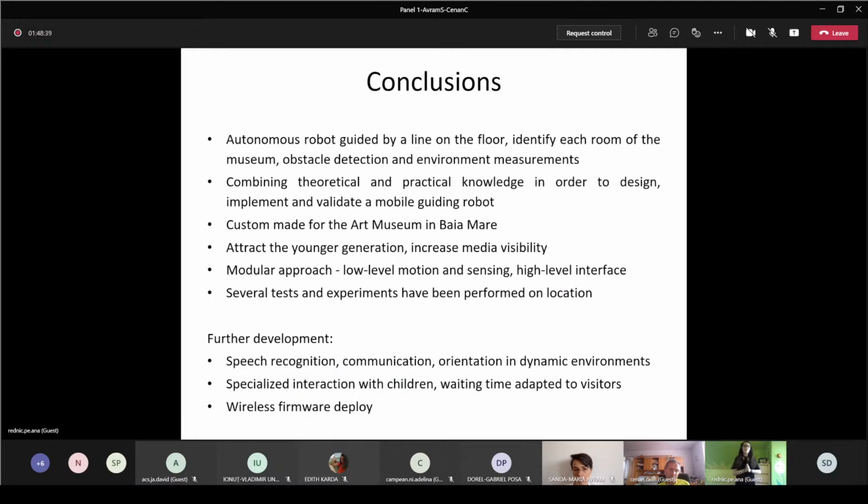Higher goals of the project would be to focus the robot on children interaction, to use speech recognition tools for advanced communication with visitors, and of course, to make its orientation in space independent of any markings. A wireless firmware diagnosis and deployment system would be helpful in the further development of the robot.